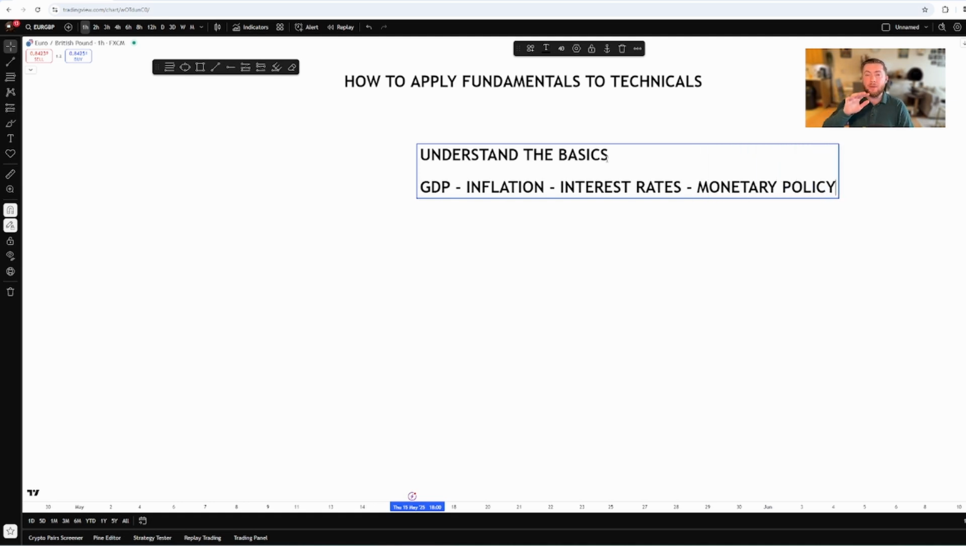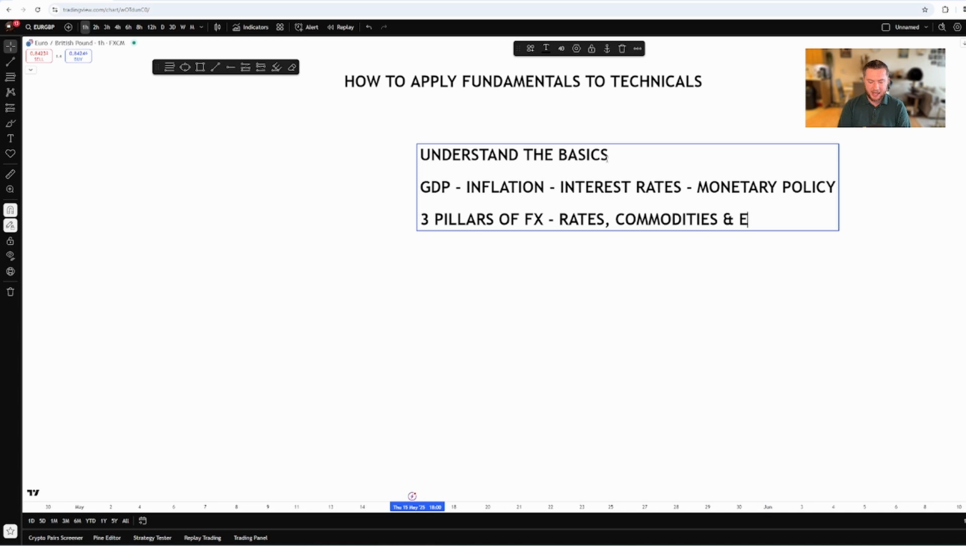Those are the main things we would focus on, because FX has three pillars. They have three drivers at most times. The three drivers of FX, or the three pillars of FX, I learned this around the end of 2020, roughly 2021. The three pillars of FX are as follows: rates, just trying to remember now, I've literally got a brain blank there. Rates, commodities, and equities. So those are the pillars.